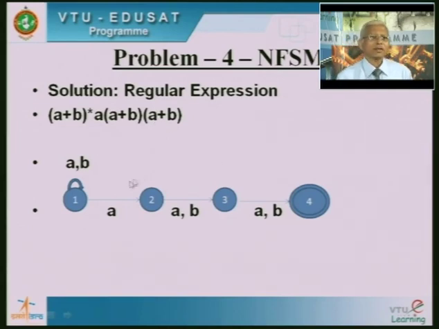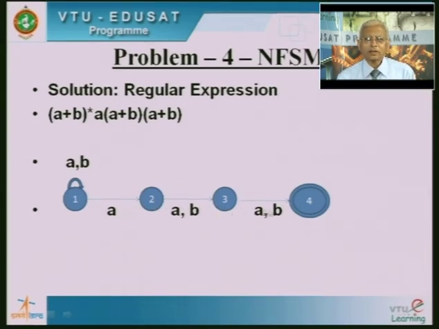So, this gets transformed into a non-deterministic machine like this. Any combination of A, B; here only A is permitted, here A or B is permitted, here A or B is permitted, and it reaches the final state. Now, if you look at it, this is the first character, second character, third character, and the third character from the right is A. So, this is how a non-deterministic finite state machine will be written.